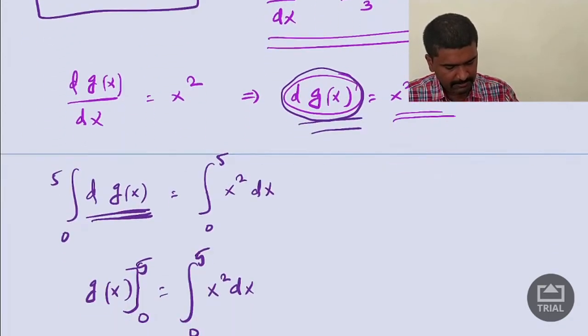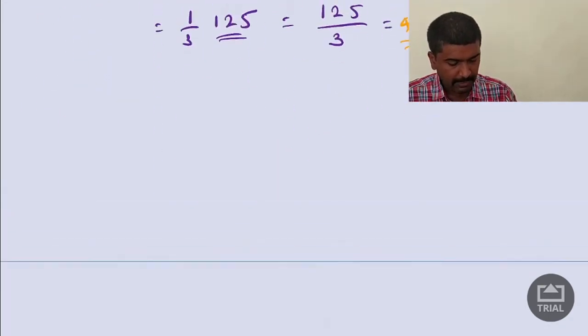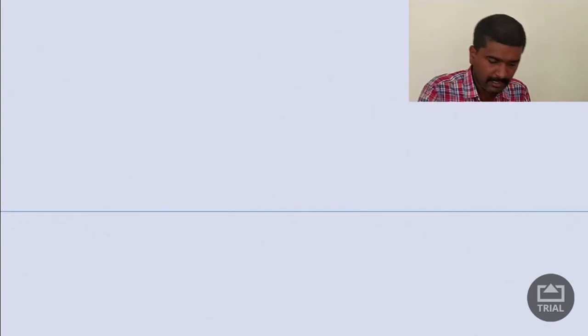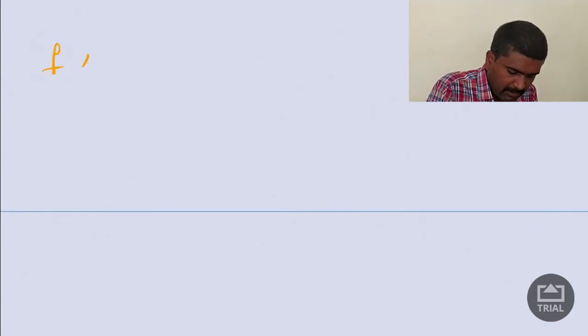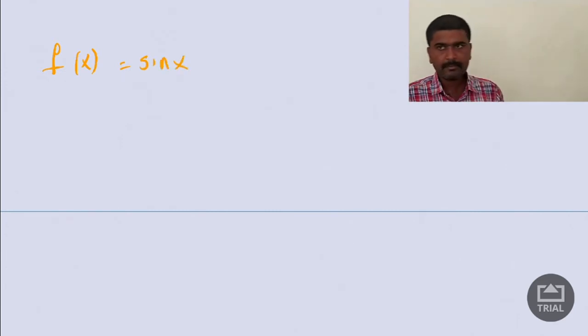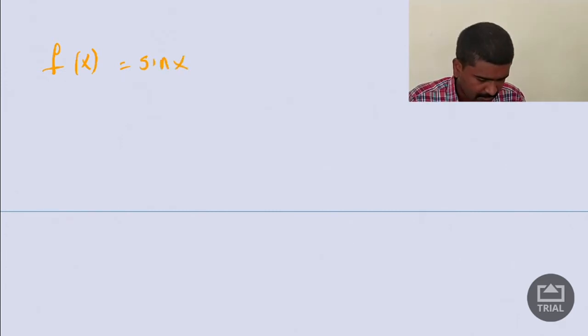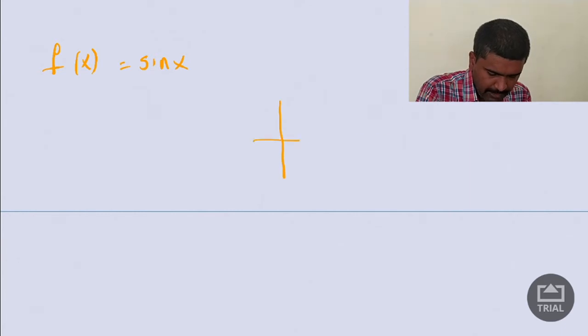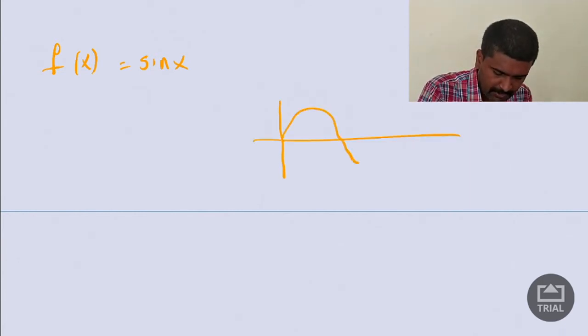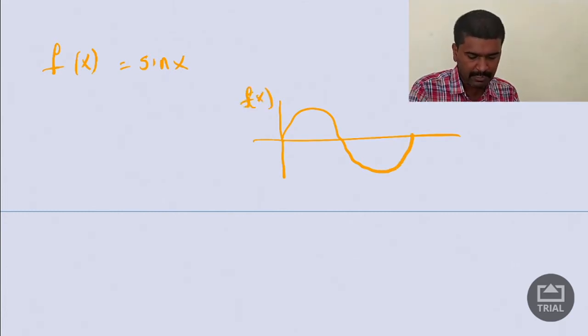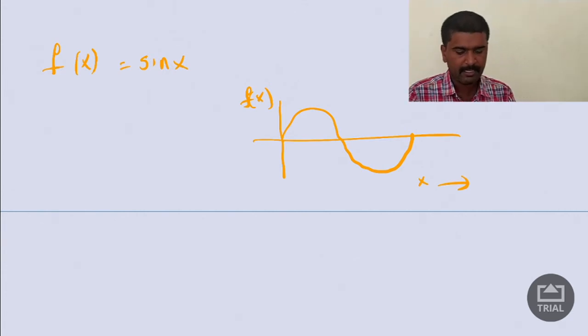So now let us take one more function. I am taking now my function, let us say f of x equals sin x. If I take f of x equals sin x and draw the graph, I get something like this. So this is the function, this is my f of x. Because f of x equals sin x, x is going this way.